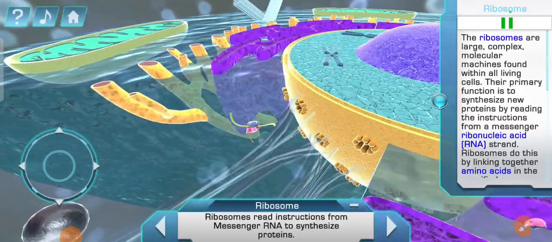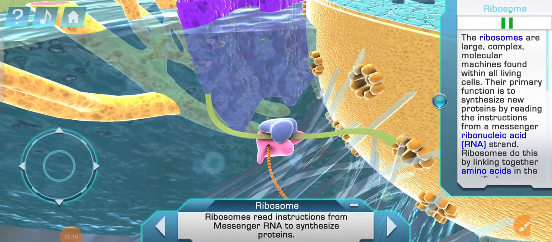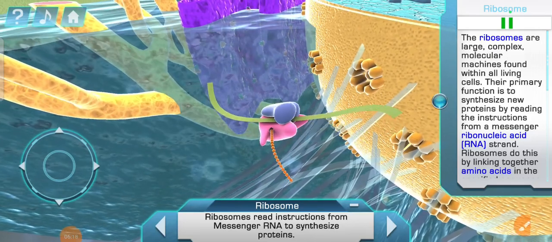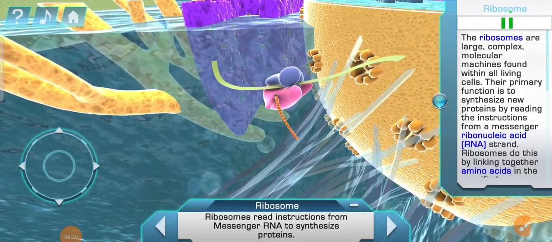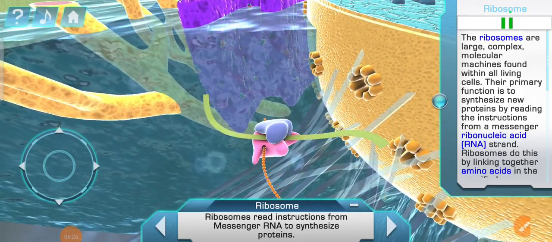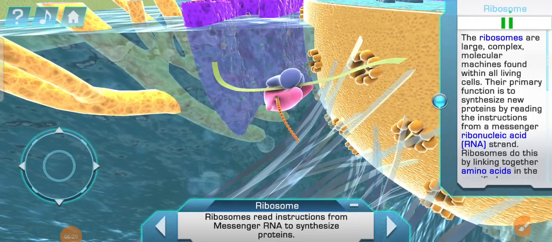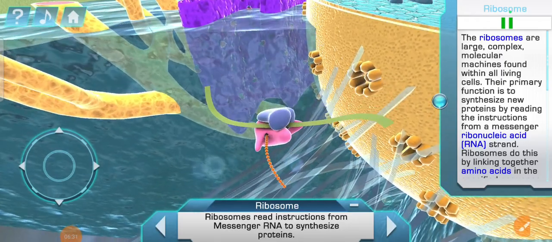The next structure is the ribosome. Ribosomes read instructions from messenger RNA to synthesize protein. The ribosomes are large complex molecular machines found within all living cells. Their primary function is to synthesize new proteins by reading the instructions from a messenger ribonucleic acid, RNA, strand.